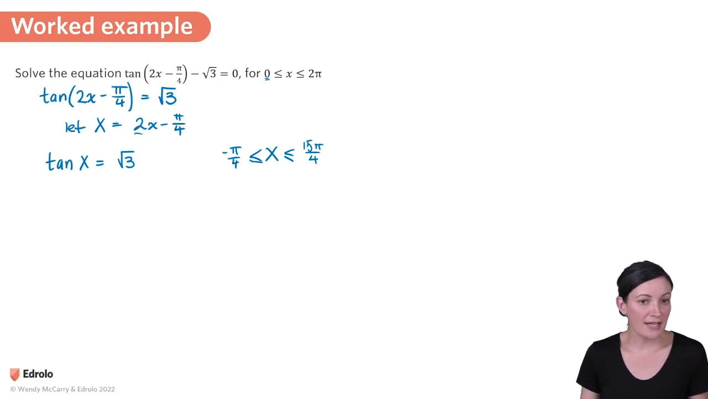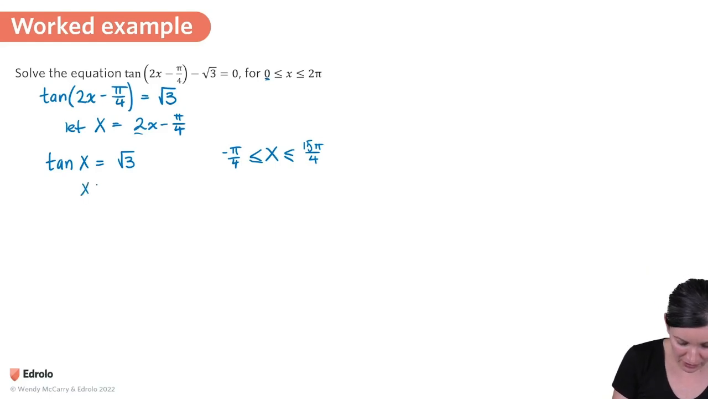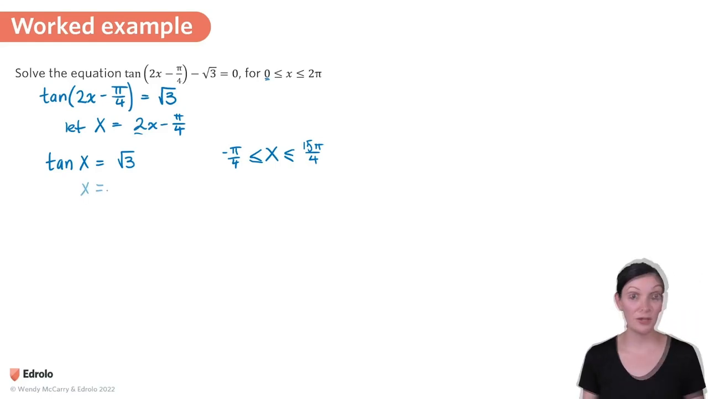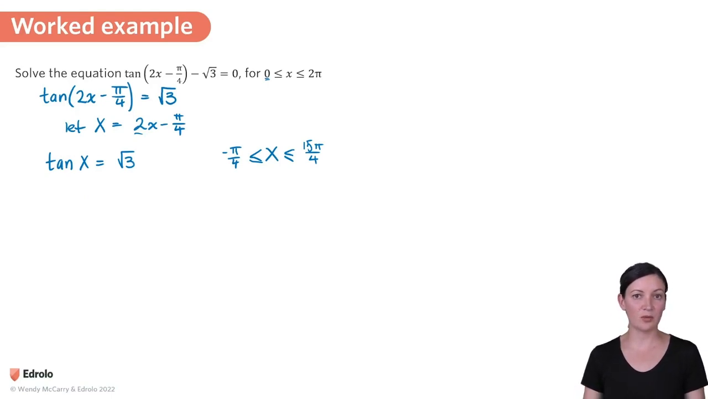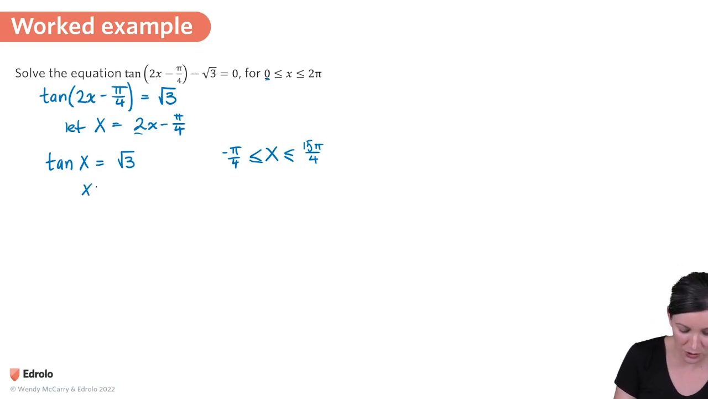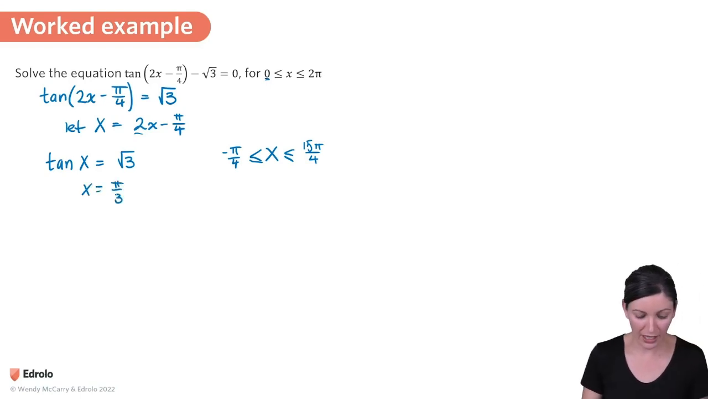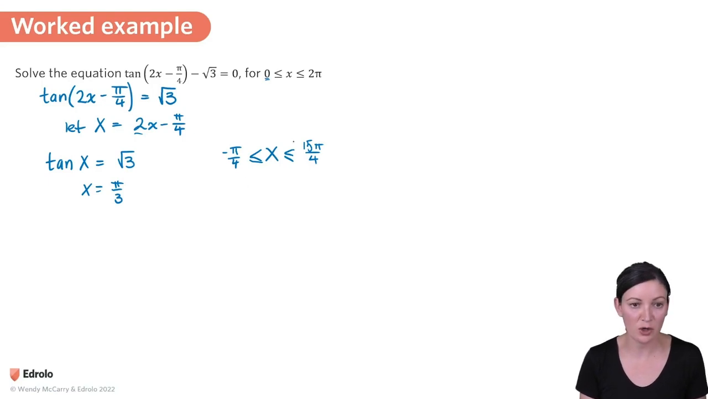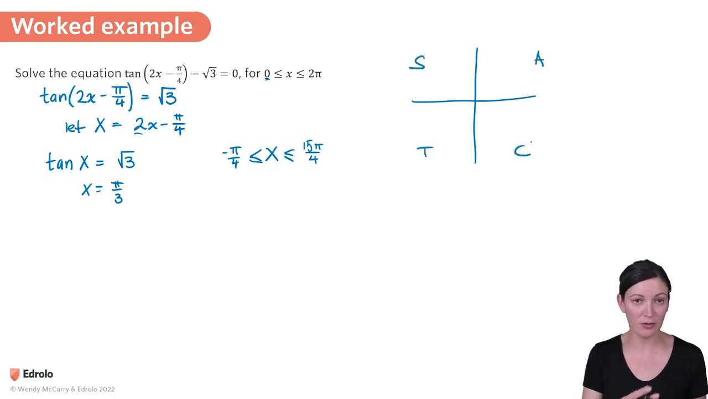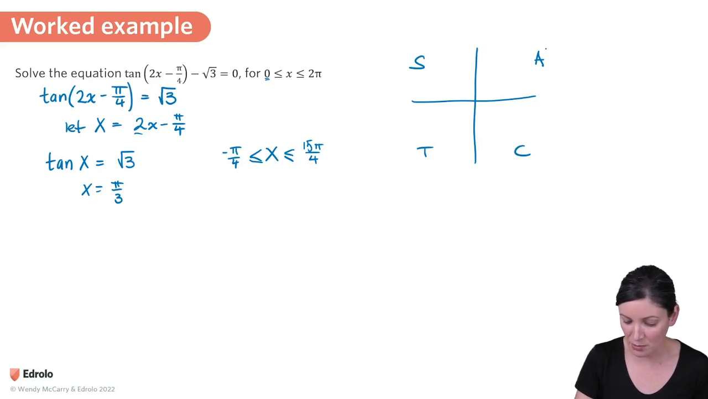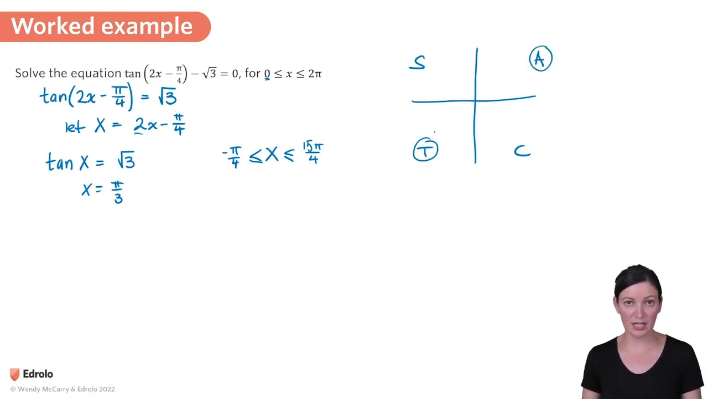Okay, I need to know my exact value for where tan is equal to root 3. So the first thing we need to do is consider our reference angle. Where is tan of x equal to root 3? And we should know that is equal to pi on 3. And that's within my original domain here. Now I need to work out the other solutions for tan within that domain. So I'm going to set up my quadrants. And I'm looking for positive values of tan because root 3 is positive. So tan is positive in this quadrant and in this quadrant.